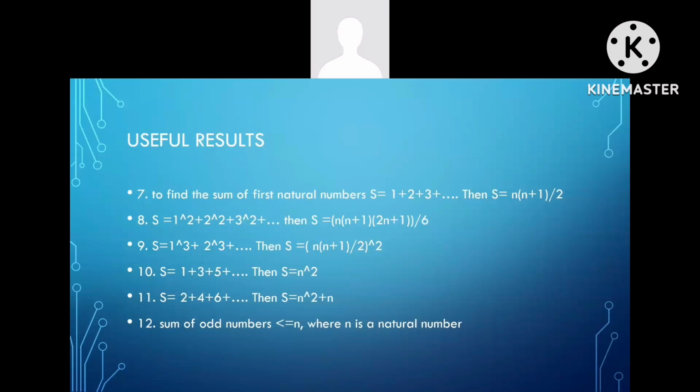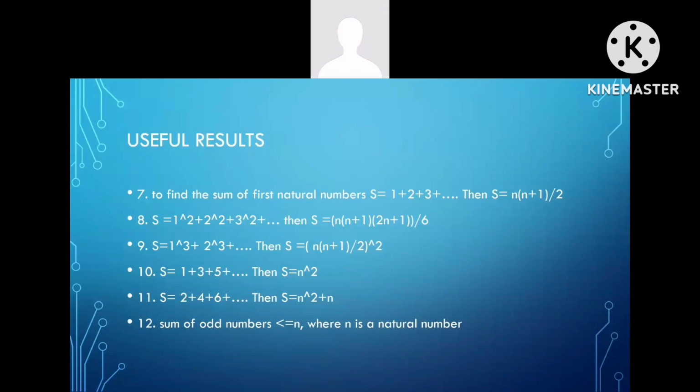To find the sum of cubes of the first n natural numbers, let the sum be denoted by S, then S equals 1 cube plus 2 cube plus 3 cube and so on up to n cube. Then S equals n into n plus 1 by 2 whole square. Next, to find the sum of the first n odd natural numbers, S equals 1 plus 3 plus 5 and so on equals n square. To find the sum of the first n even natural numbers, S equals 2 plus 4 plus 6 and so on equals n square plus n.